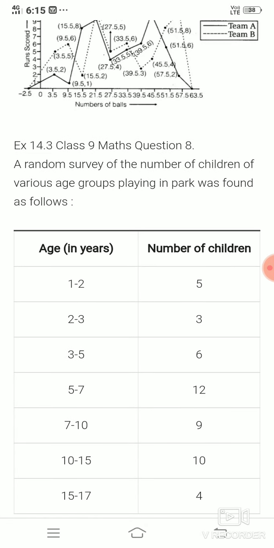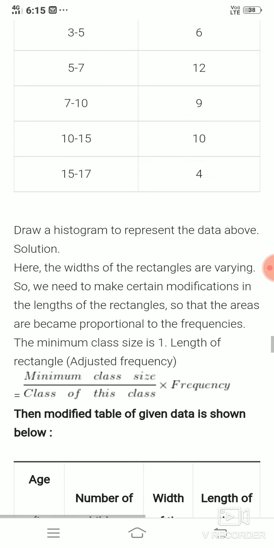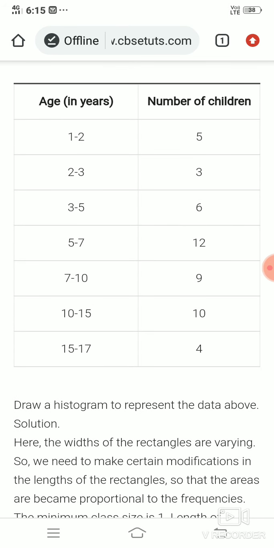Next question, age in years given, number of children. A random survey of children, number of children of various age groups playing in a park, was found as follows. Draw a histogram to represent the data above. Solution: for that, 1 to 2, 2 to 3, first one 2 gap, second one 1 gap, next one 2 gap, 2 gap, 3 gap, 5 gap, 2 gap.